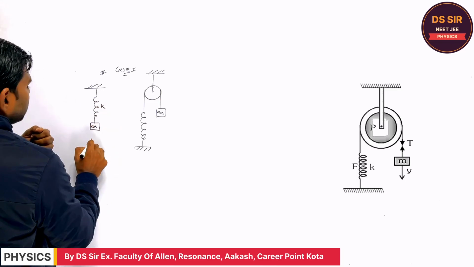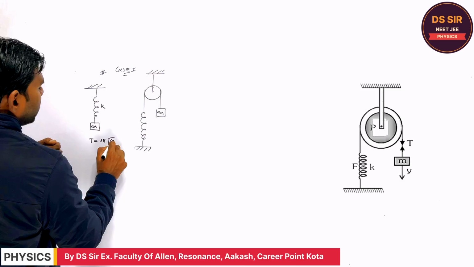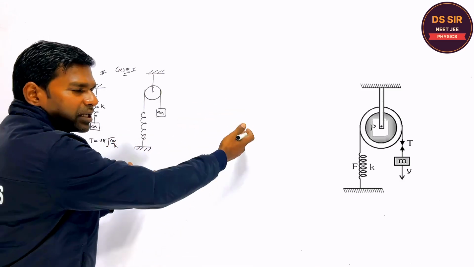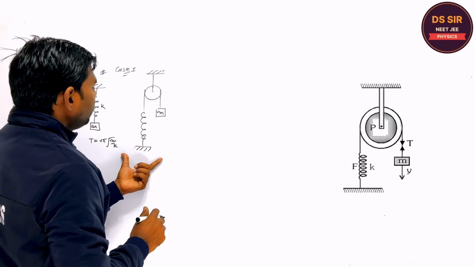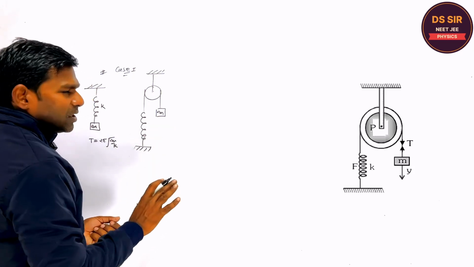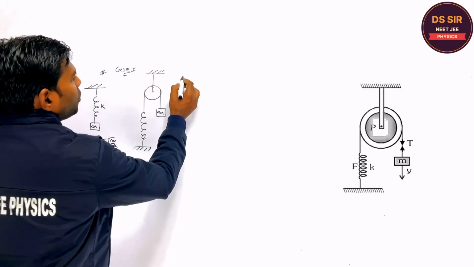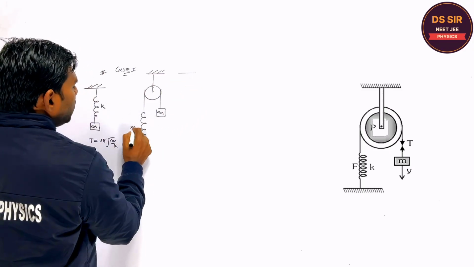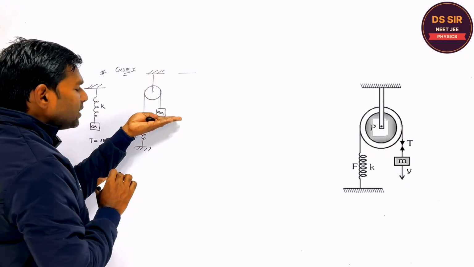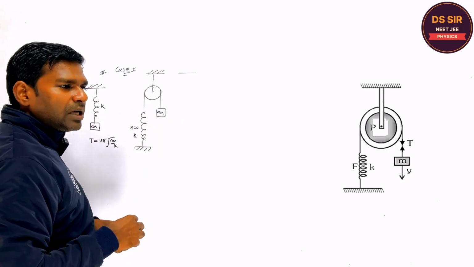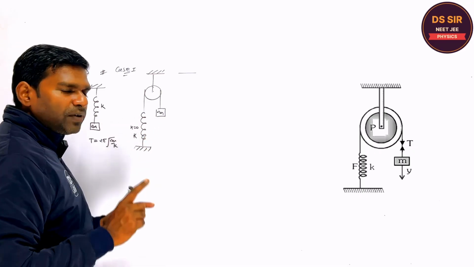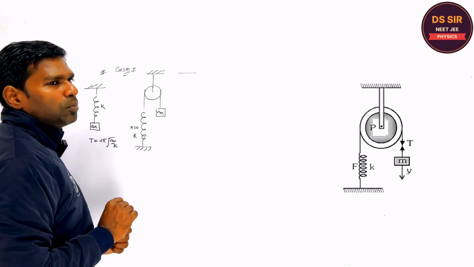the time period is what? Say 2 pi root m upon K. Now in the different cases, this is one figure, then the next and the next. In 3 figures we will discuss the time period of oscillation. Listen one thing. First of all, suppose there is no elongation in the spring of constant K. When you have to find the time period of oscillation, what will you have to do? First you have to find the equilibrium position.